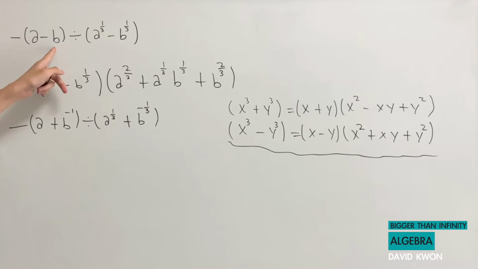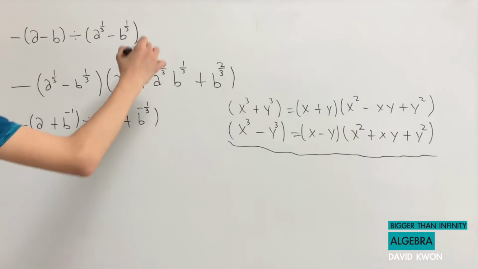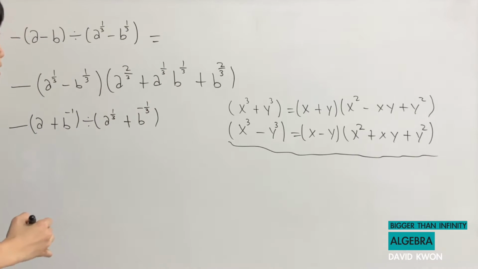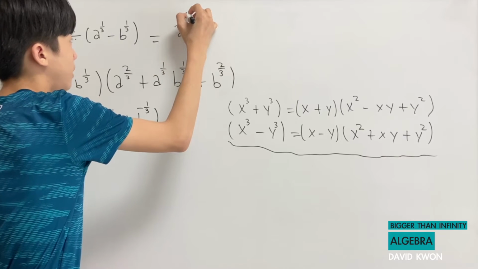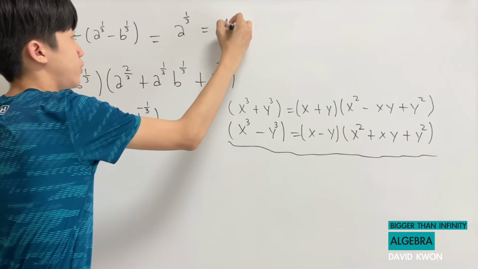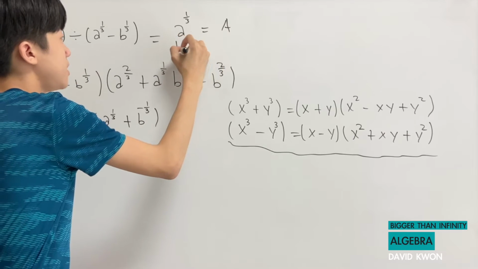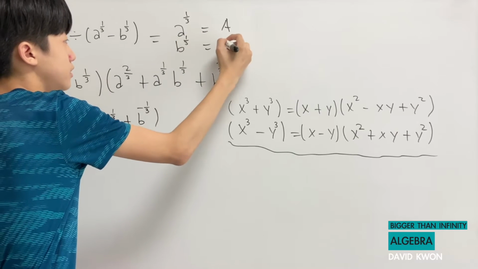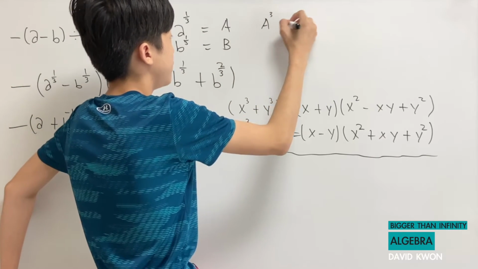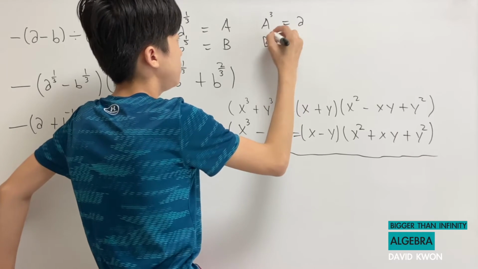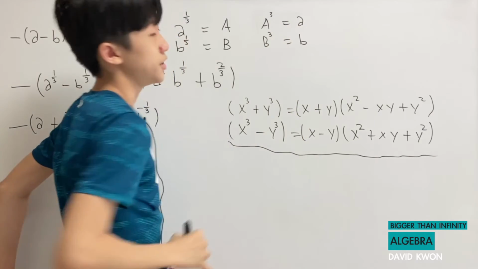So now, let's get to this. How do we solve this? Well, it seems complicated, of course. We don't like fractions in the first place, but when they are put to a power, we don't like it even more. So, a to the power of 1 over 3, let's just change that to a capital A, and b to the power of 1 over 3 into a capital B, which means capital A to the power of 3 is just lowercase a, and capital B to the power of 3 is equal to lowercase b.